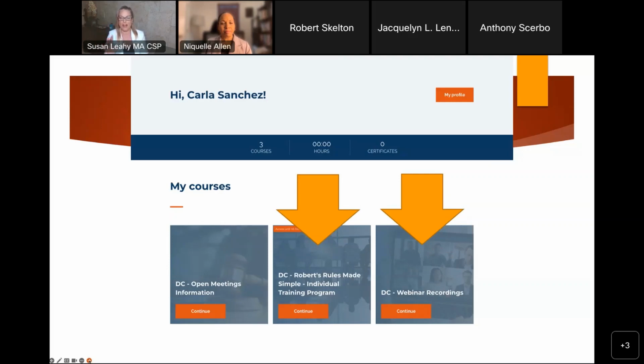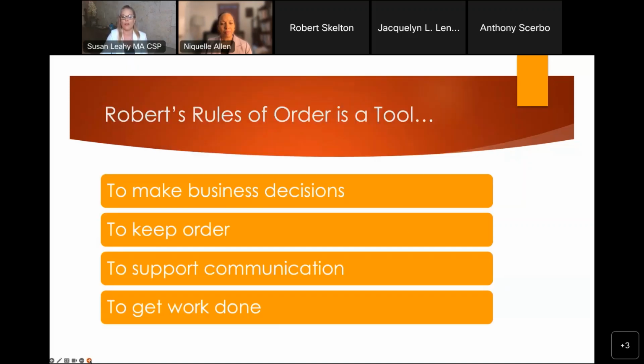At the end of this training, I'm going to go through a little bit more in detail this course, which is the Robert's Rules Made Simple individual training program. If there is one thing that you advocate for, it's that everybody on your board access the portal and agree to go through all of the content in the Robert's Rules Made Simple individual training program. This will help up-level your board's efficiency.